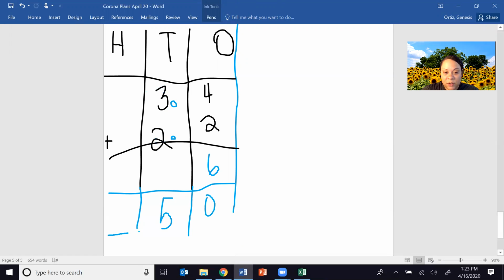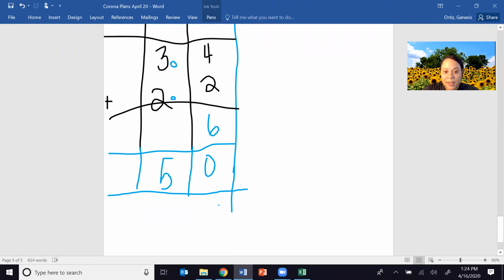Okay, now I'm going to draw my line. Well, there's no hundred, so I can go ahead and finish this up, right? So 6 plus 0 is 6, and obviously it's just 5, so 5. So my answer is 56.